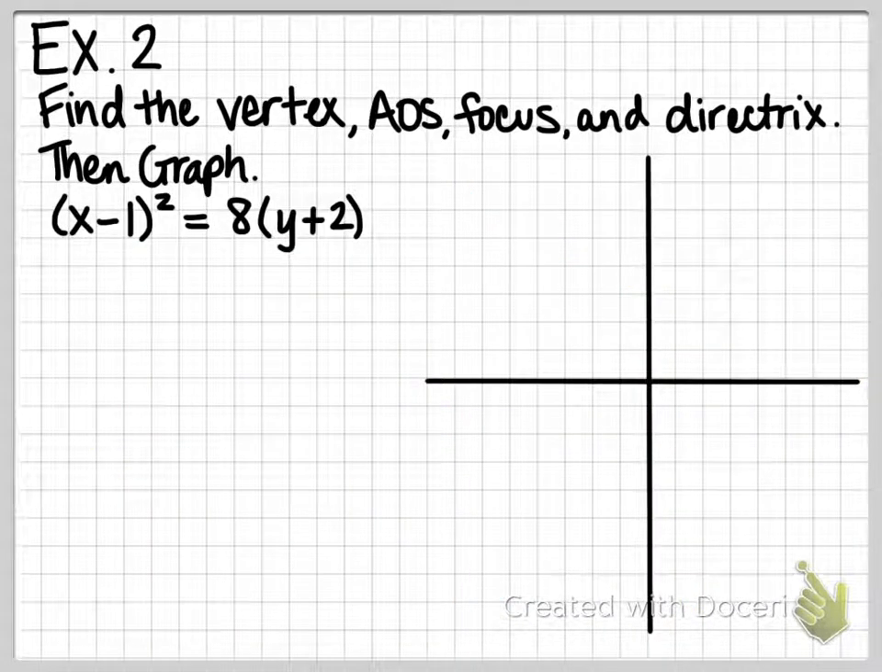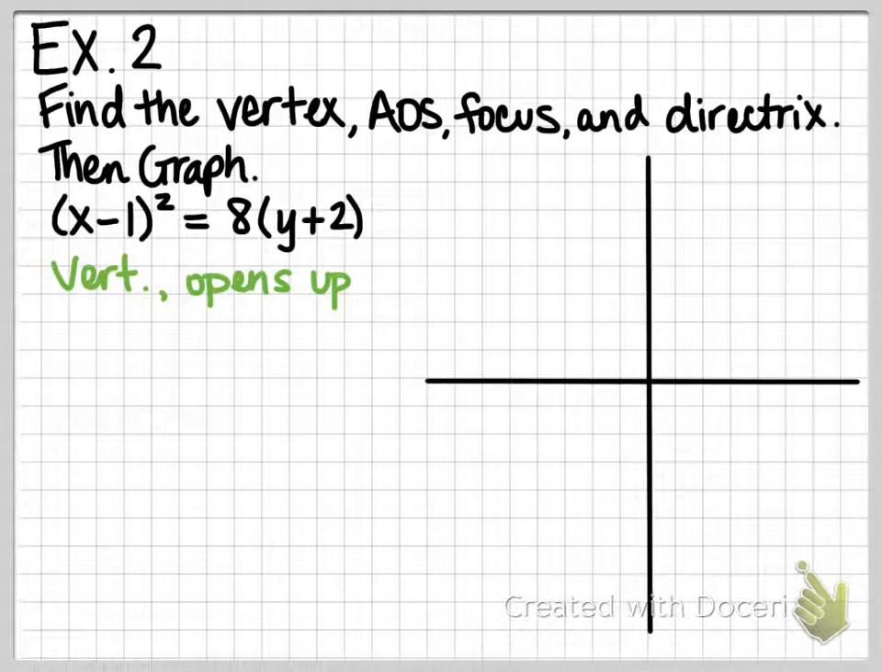Okay, let's do another example just like that one. So we've got x minus 1 all squared equals 8 times y plus 2. So this time, since it's an x squared equation, I know that it's a vertical parabola, and the sign in front of the parenthesis on the right is positive, so that means it's going to open up.